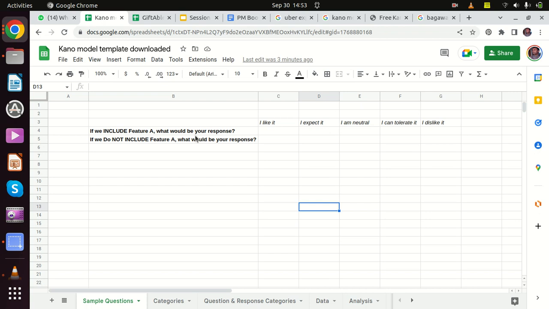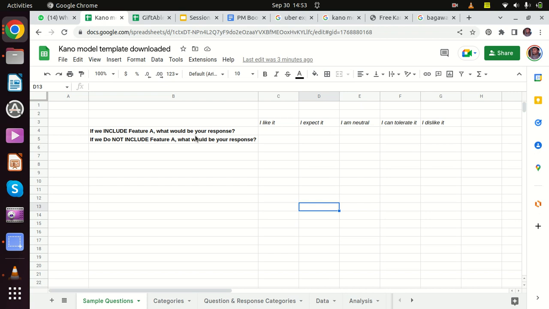Hey, I don't want you to give me any automatic saving of my data. Who asked you for that? I did not ask you for that. Why are you giving it? That could be my response. I dislike it as well. So the customer can select any of these options. That's the functional way of asking this question: if I include the feature, what would be your response?